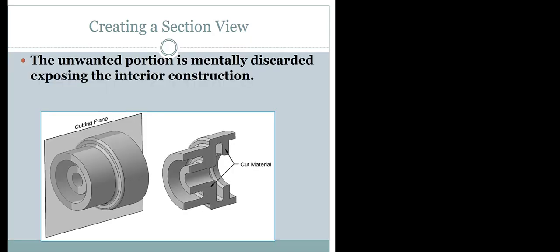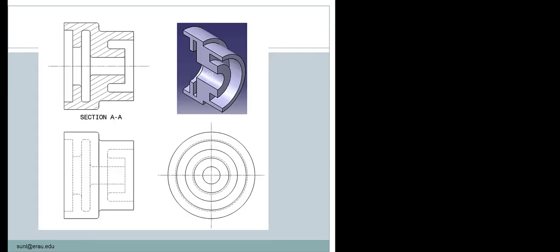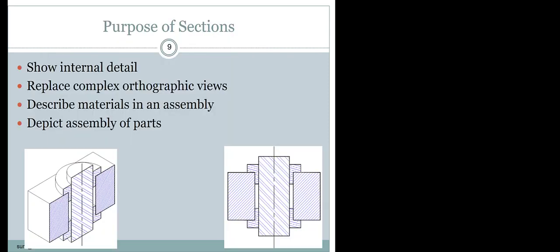Once you have the unwanted portion removed, you will be able to see the interior feature. So all the hidden lines will be converted into the visible lines. You are going to use a material pattern to represent the material properties. And you're going to add the appropriate center lines at the appropriate locations as well.